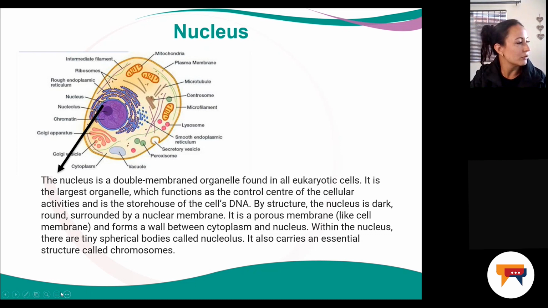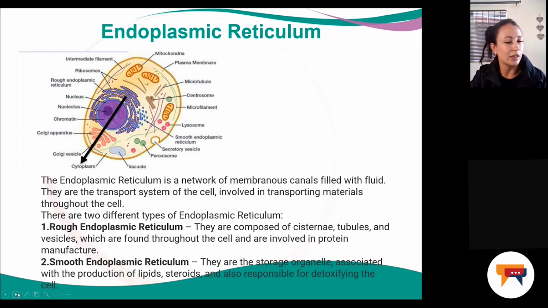Okay, let's move on and look at the endoplasmic reticulum. So the endoplasmic reticulum, there you can see it basically surrounds the nucleus. The endoplasmic reticulum is a network of membranous canals filled with fluid. They are the transport system of the cell, involved in transporting materials throughout the cell.